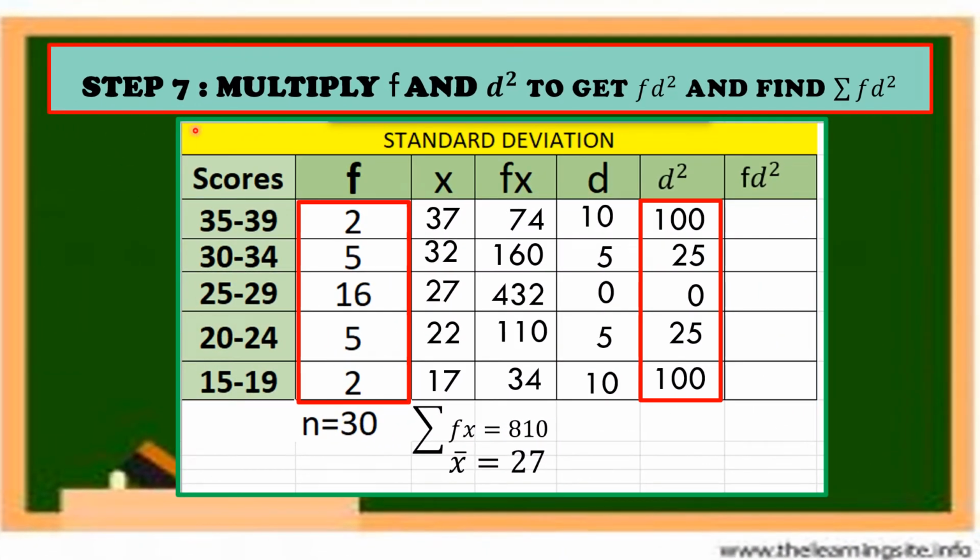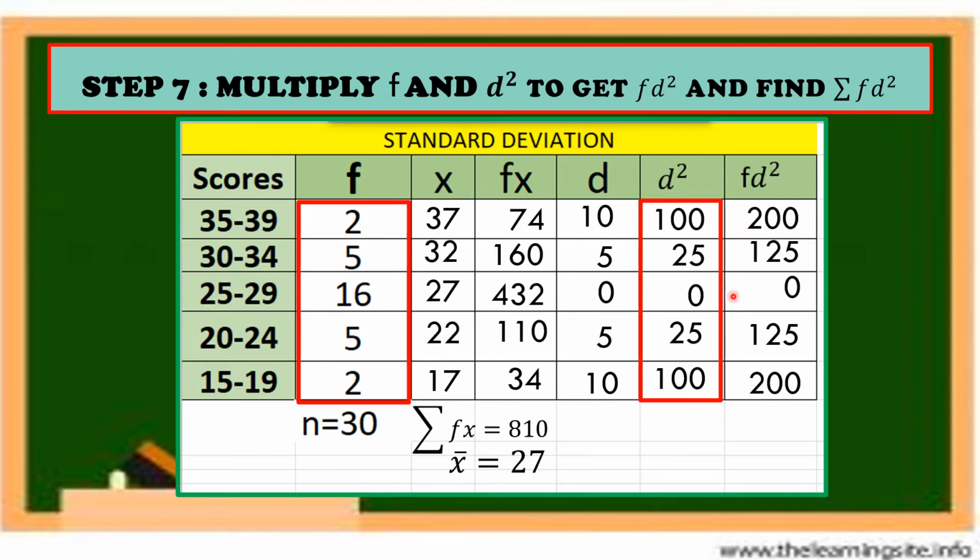Step number 7. Multiply f, the frequency, and d squared to get fd squared and find summation of fd squared. This is f. This is d squared. We need to multiply f and d squared. That is fd squared. 2 times 100 is 200. 5 times 25 is 125. 16 times 0 is 0. 5 times 25 is 125, and 2 times 100 is 200.